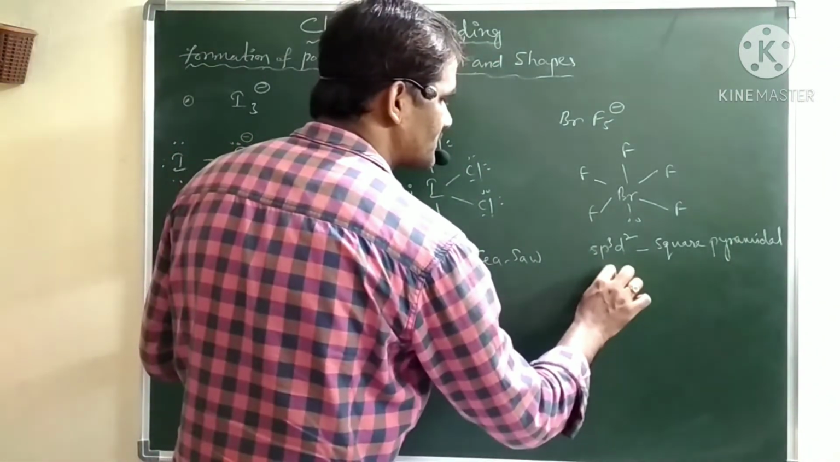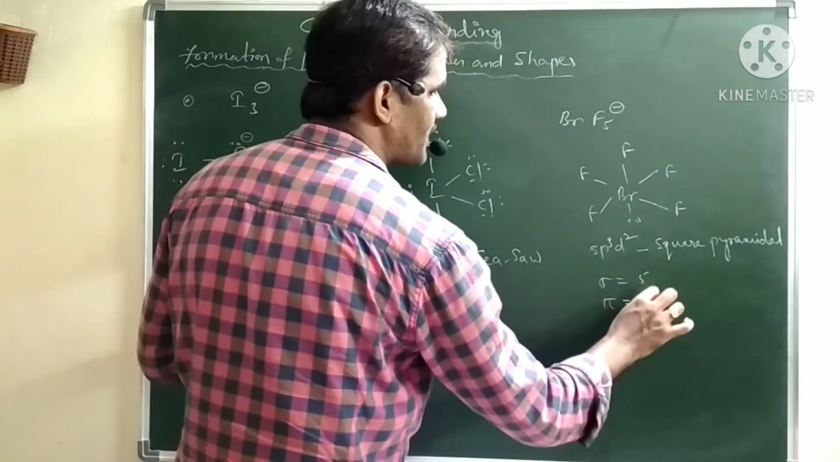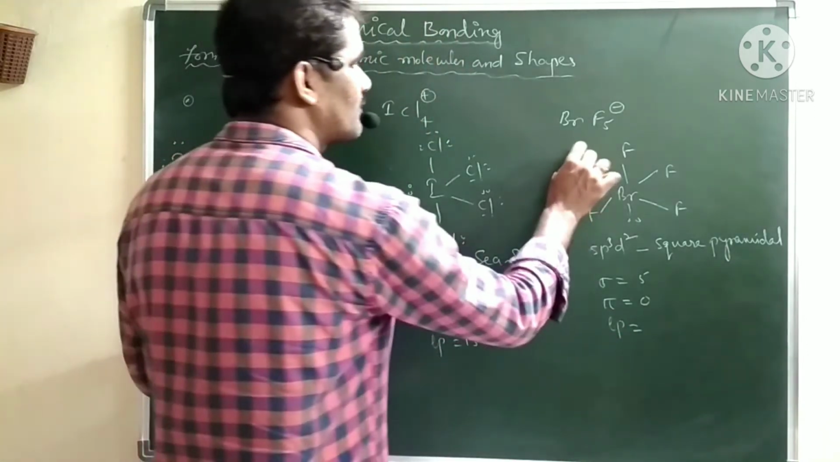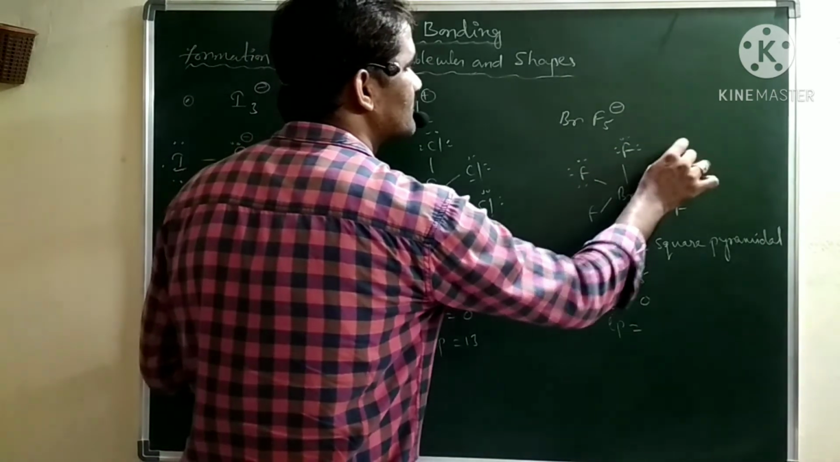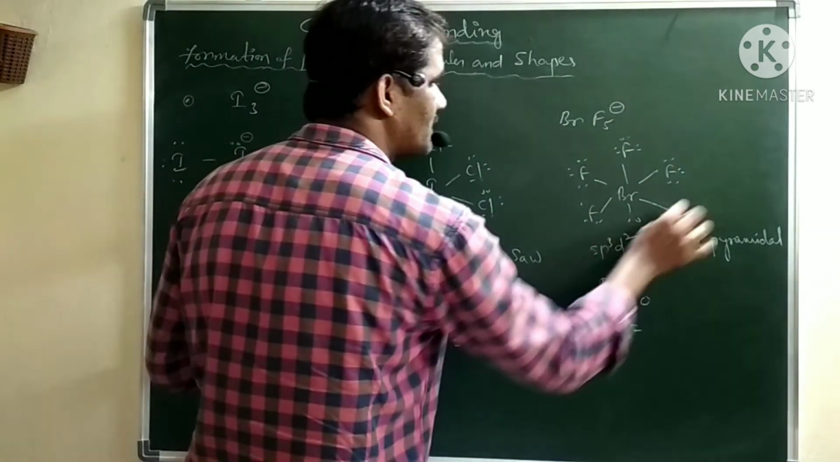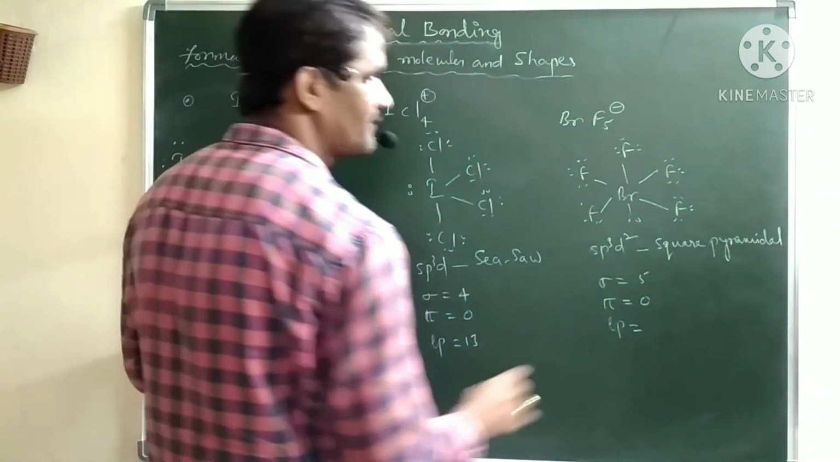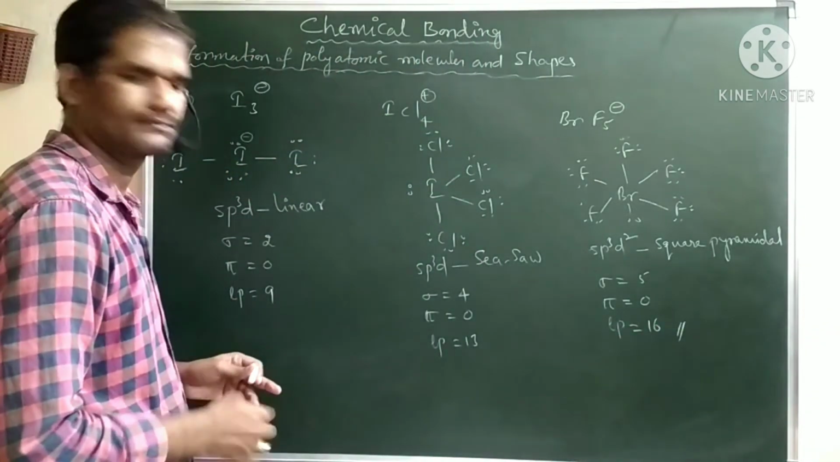Now the total number of sigma bonds here is 5, pi bonds 0, and then the total number of lone pairs. Again each fluorine has 3 lone pairs. Like that we have 5 fluorines around the bromine and 1 lone pair on the bromine. So 15 plus 1, 16 lone pairs on this molecule.